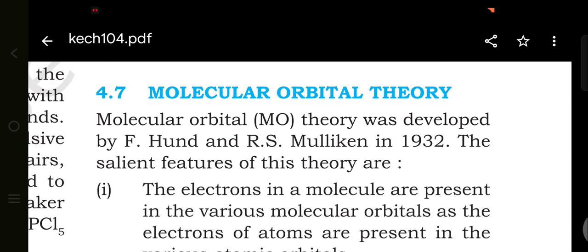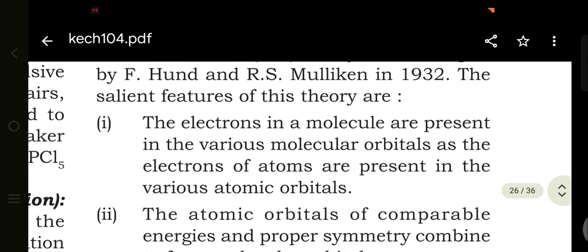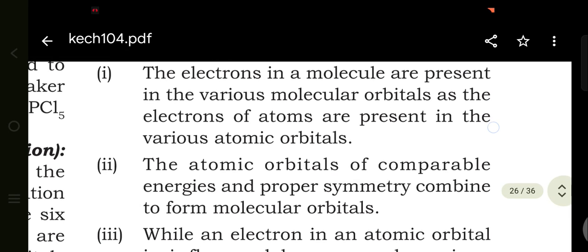Molecular orbital theory. Molecular orbital theory (MOT) was developed by F. Hund and R. S. Mulliken in 1932. The salient features of this theory are: the electrons in a molecule are present in the various molecular orbitals as the electrons of atoms are present in the various atomic orbitals.